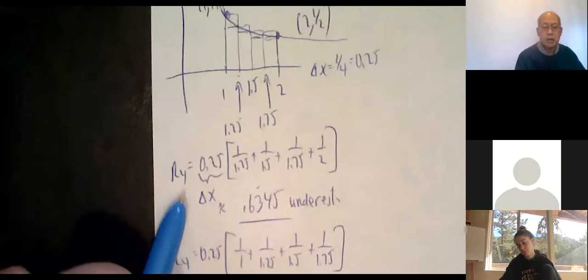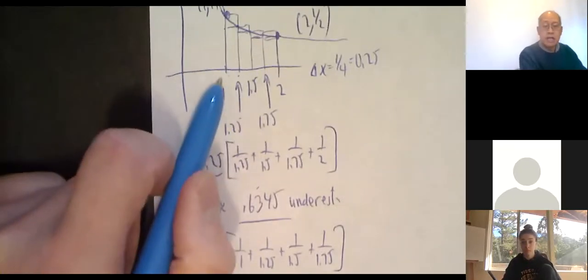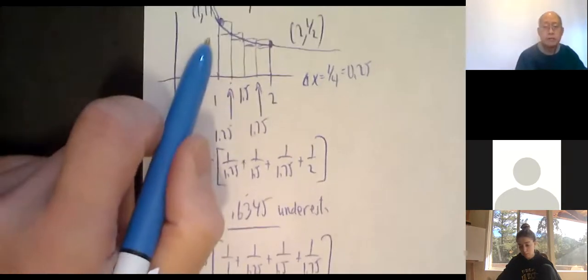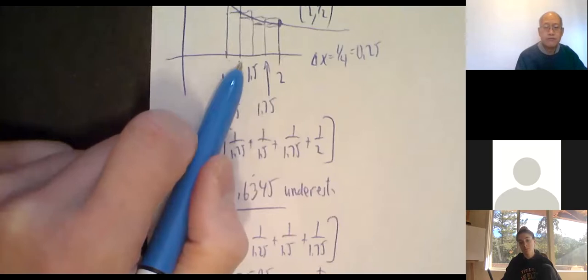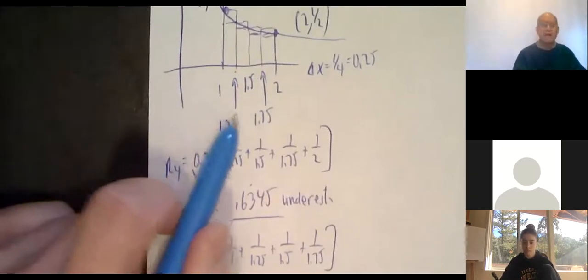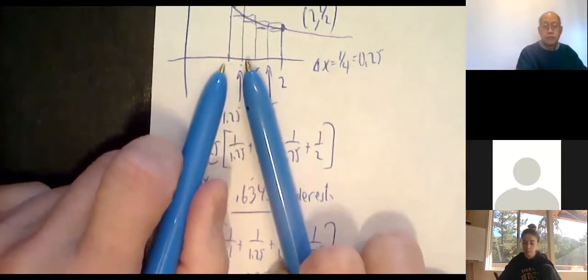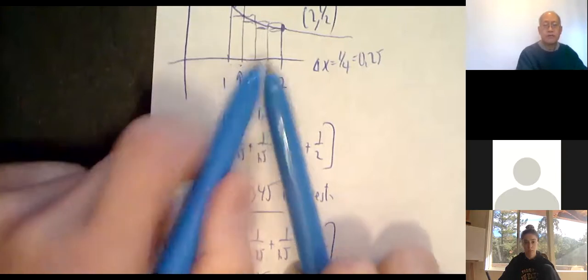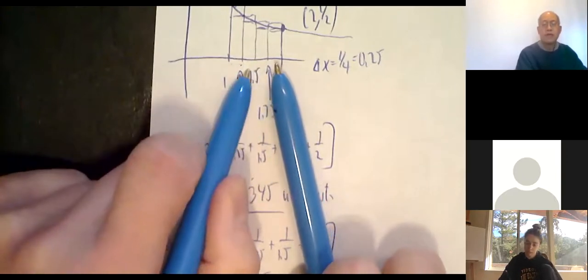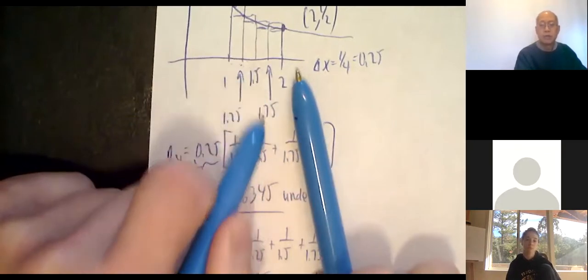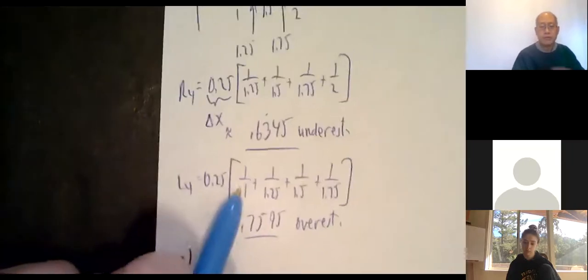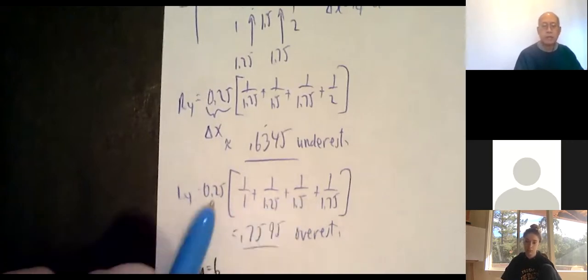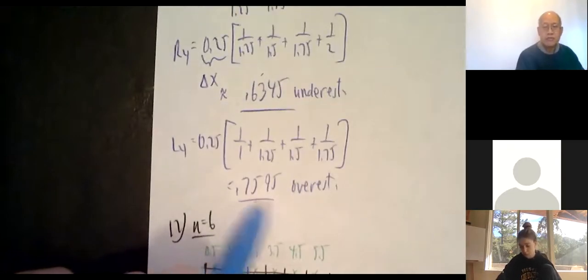So what's our approximation for the area under the curve? So I find the sum of the areas of these four rectangles. They're all still the same base, 0.25. And now the heights are the function values at the left endpoints. So 1 over 1, 1 over 1.25, 1 over 1.5, 1 over 1.75. Those are the four left endpoints, right? Between 1 and 1.25, the left endpoint is 1. Between 1.25 and 1.5, the left endpoint is 1.25, and so on. Between 1.5 and 1.75, left endpoint is 1.5. That's what gets plugged into the function. Between 1.75 and 2, the left endpoint is 1.75. Multiply the sum by 0.25, 0.7595, and that's my overestimate.